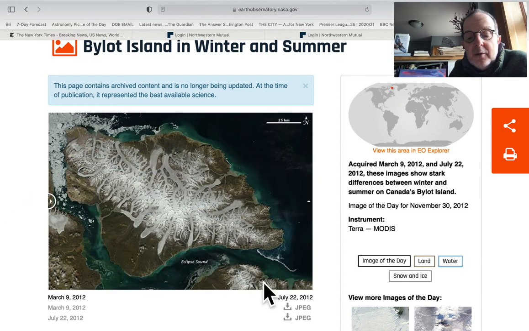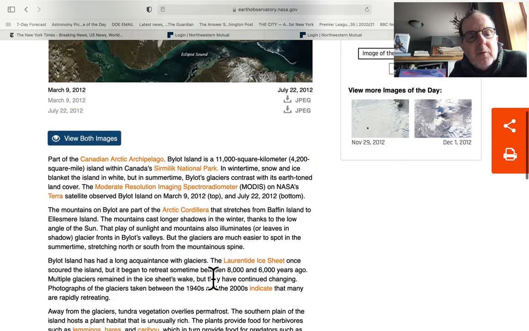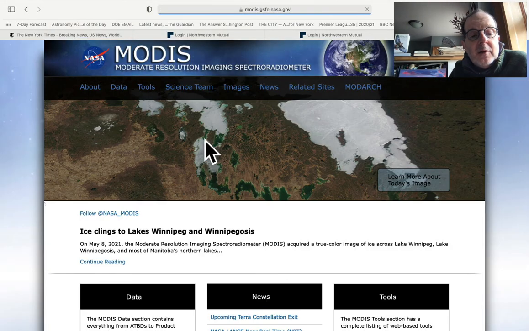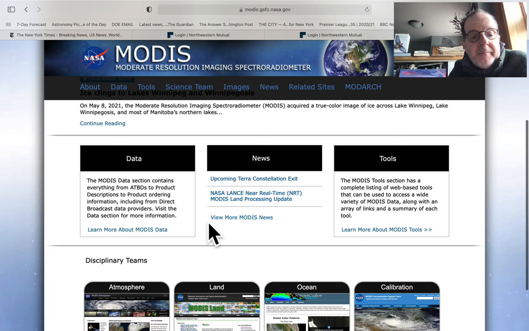And then we had the instrument Terra using the MODIS, I can't remember which MODIS it was, the moderate resolution imaging spectroradiometer. So maybe, well, let's take a look. What does it use? True color image, Lake Winnipeg and Lake Winnipegosis, Manitoba. I don't know more for the moment, but I think that's where we'll stop.